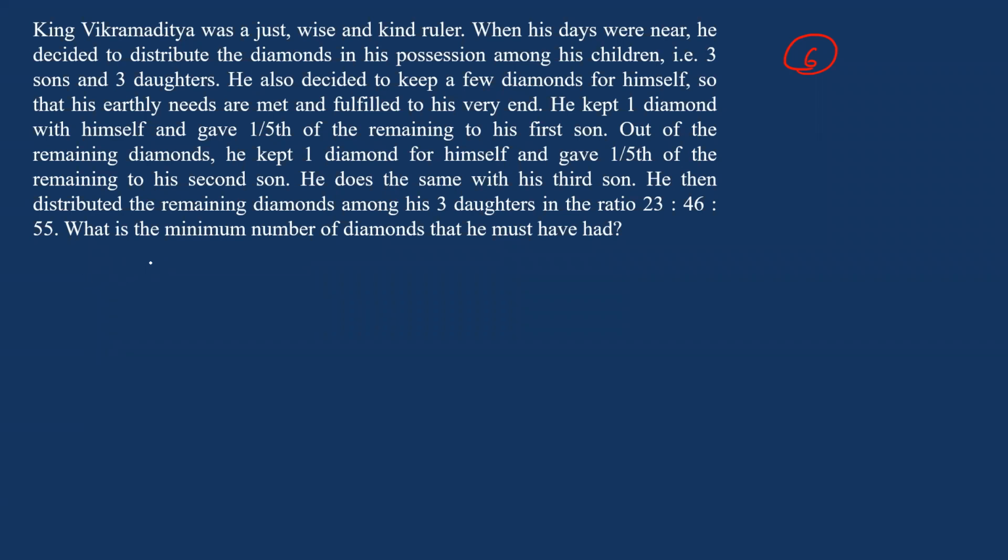okay, then to himself, he gave 1 diamond. That means remaining becomes X minus 1. Then to his son, he gave (X minus 1) by 5. And the remaining diamonds were 4 by 5 of (X minus 1). Okay. Out of the remaining diamonds, he kept 1 for himself and gave the rest to the second. And then he did the same with the third son. That means we have to repeat this cycle 3 times.